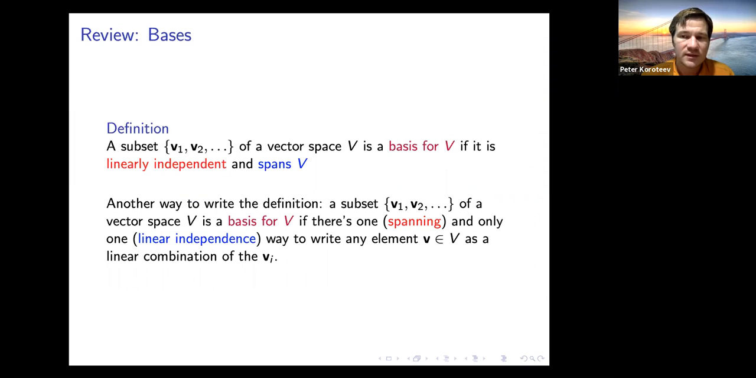Another recollection of definitions: the basis. A subset V1, V2, and so on of a vector space V is a basis of V if it is linearly independent and spans V. Yet another way to write the definition is that a subset V1, V2, and so on of a vector space V is a basis if there is one and only one way to write any element v inside big V as a linear combination of the little vi's.